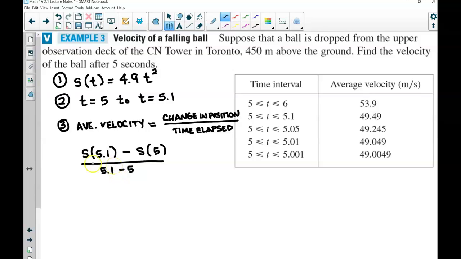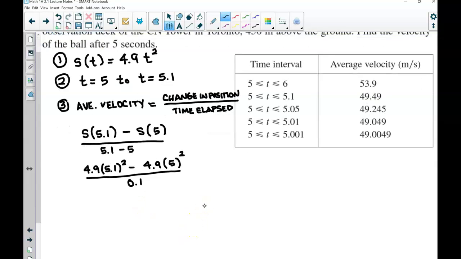Now substituting 5.1 into that function, you're going to have 4.9 times 5.1 squared minus 4.9 times 5 squared, and 5.1 minus 5 is 0.1. When you multiply this all out, it gives you the value of 49.49 meters per second.